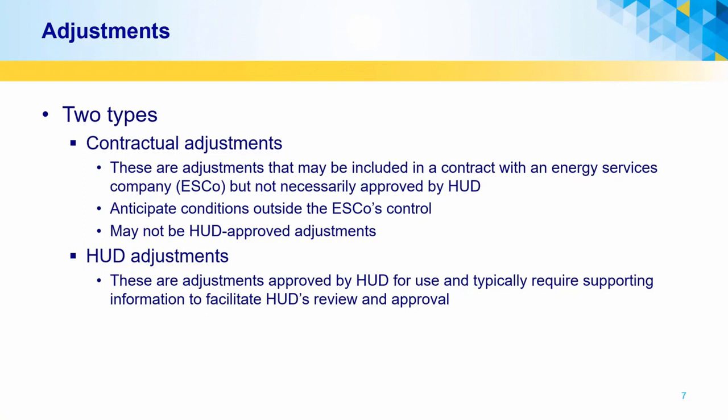An example of this would be changes that occur from removal of a site for RAD conversion or changes to a building's usage. Other adjustments, even if it is specifically allowed in statute, may have a specific HUD approval process required and specific support information that must be provided for its approval.